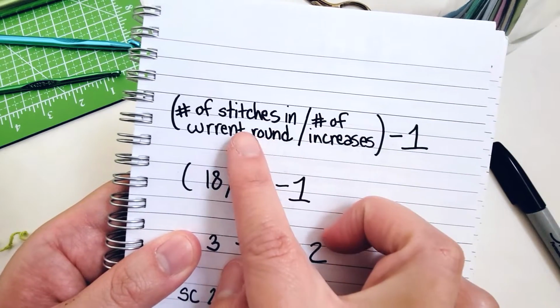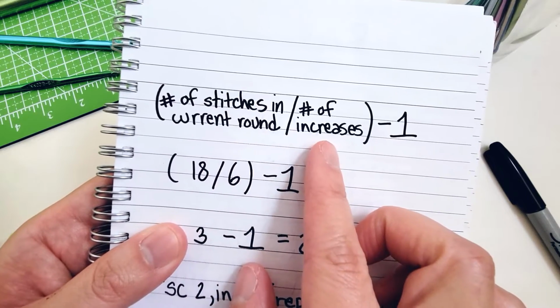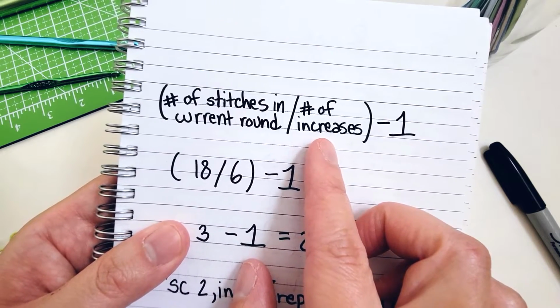So the formula I use is I take the number of stitches in my current round and then I divide that by the number of increases I want to make, minus 1.